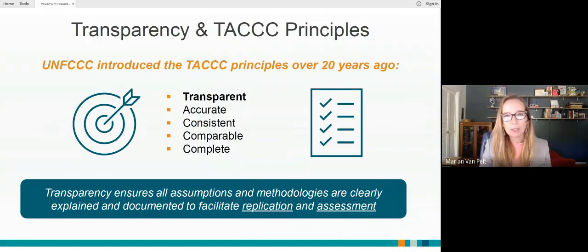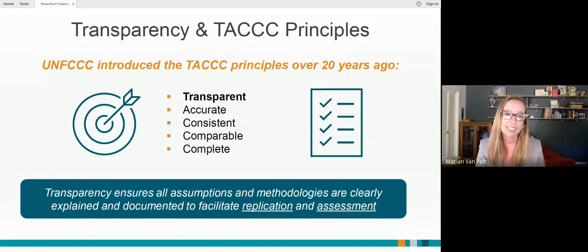As many of you probably know, the word transparency has a long history within the UNFCCC. It was introduced at least 20 years ago as part of what we refer to as the TAC principles for UNFCCC reporting. As you can see in the definition on the table in front of you, transparency ensures that all assumptions and methodologies are clearly explained and documented to facilitate replication and assessment.